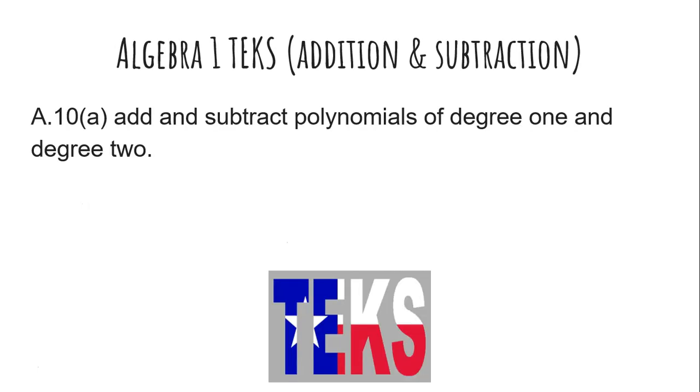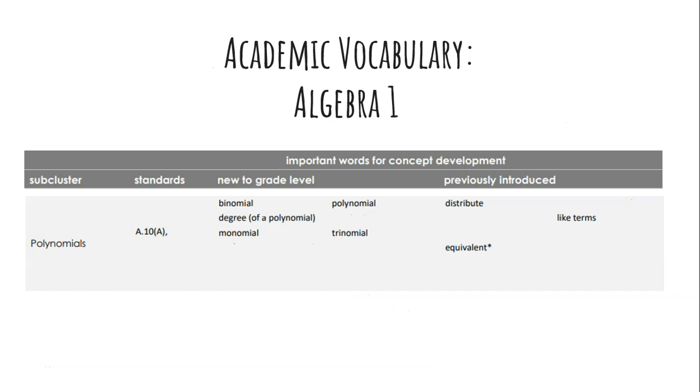Algebra 1 TEKS consisting of addition and subtraction include A10A, add and subtract polynomials of degree 1 and 2. Academic vocabulary is shown below. Please take a moment to review.